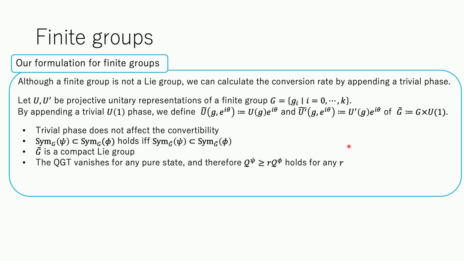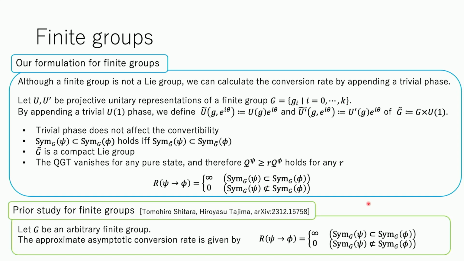We can show that the quantum geometric tensor vanishes for any pure state, implying that this matrix inequality holds for any R. By using this fact, we find that the conversion rate is either infinity or 0, depending on the inclusion relation between the symmetry subgroups. And again, this reproduces a result in prior research for finite groups. So our formula is applicable not only to continuous symmetry, but also to discrete symmetries.